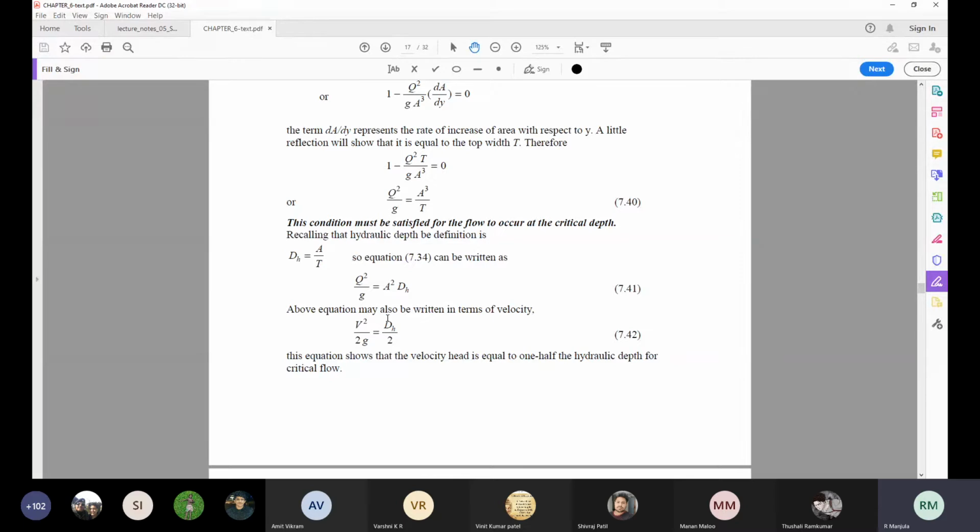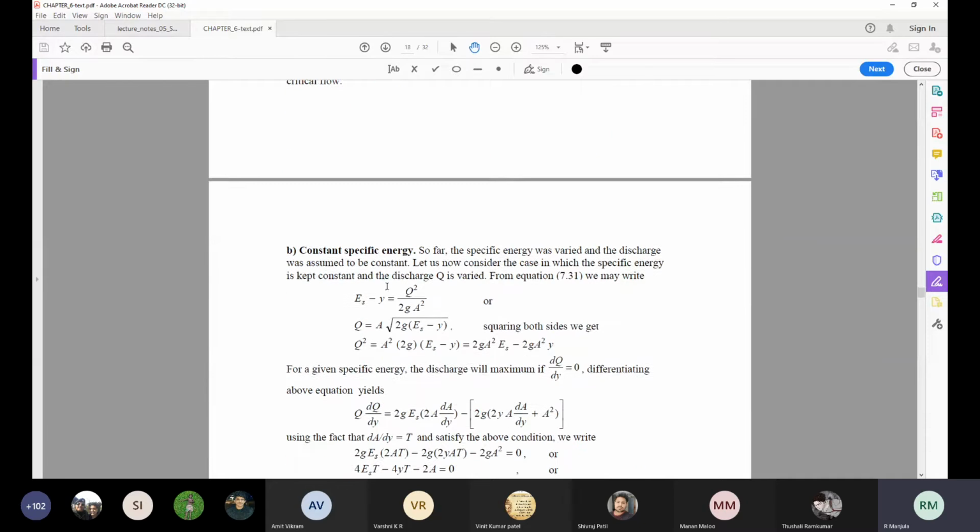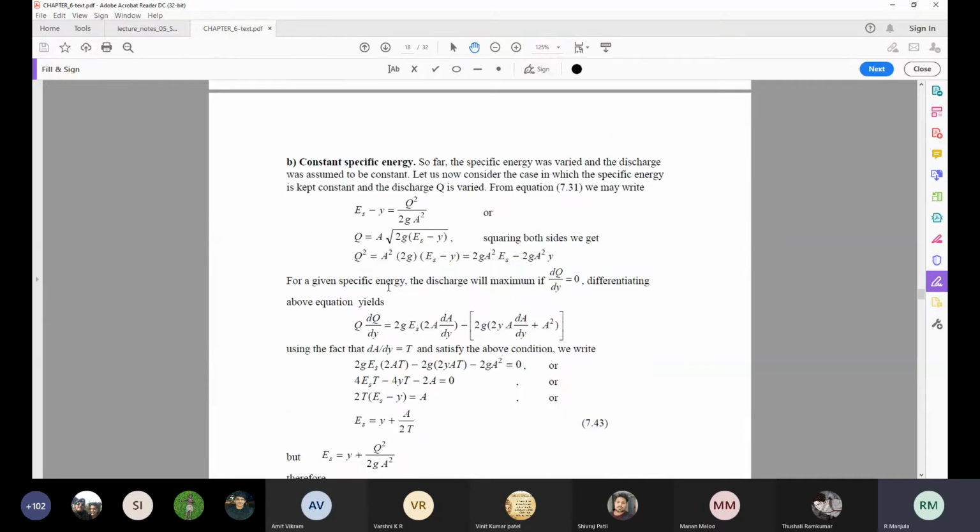That is the condition. So for a non-rectangular channel, the velocity head should be equal to 1 by 2 of the hydraulic depth of the channel for a critical flow to occur. For a critical flow to occur, please remember these conditions. Then, constant specific energy.